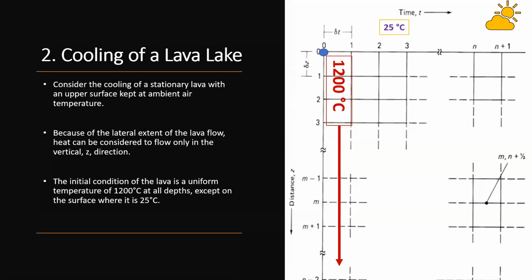Hi, so this is the second part of the heat diffusion lab for EAS 217. Okay, so the problem that we're trying to figure out is the cooling of a lava lake.